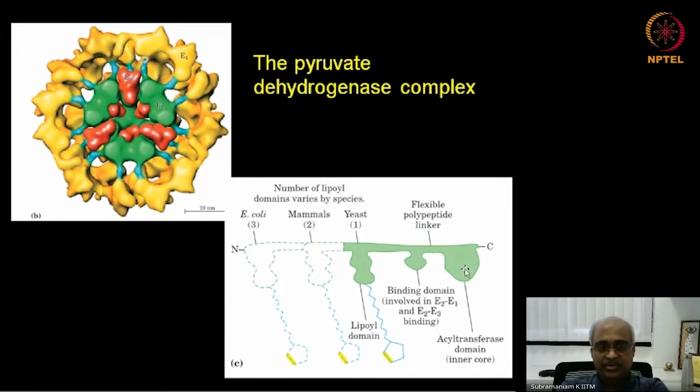And one detail about the structure itself is shown in this cartoon. This cartoon shows you this E2 enzyme, this transacetylase, meaning it takes the acetyl group from one and gives it to another one. That is the transacetylase job. For that, the lipoic acid plays a major role, and the lipoic acid, I told you, is attached to a lysine residue, and that lysine residue is in one domain of this E2 polypeptide. That is this green domain. In yeast, there is only one of them. Mammals have two, E. coli have three. So that's why these are shown in dashed lines.